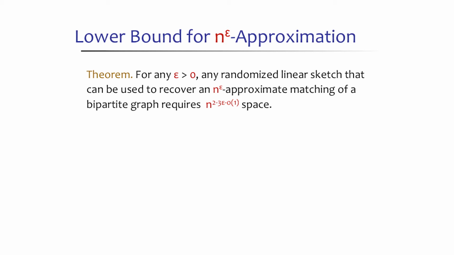So in the remaining time, I can try to tell you a little bit also about how we get a matching lower bound. I want to show you that if you want to get an n to the epsilon approximate matching, then you need n to the 2 minus 3 epsilon space if you're using linear sketches.